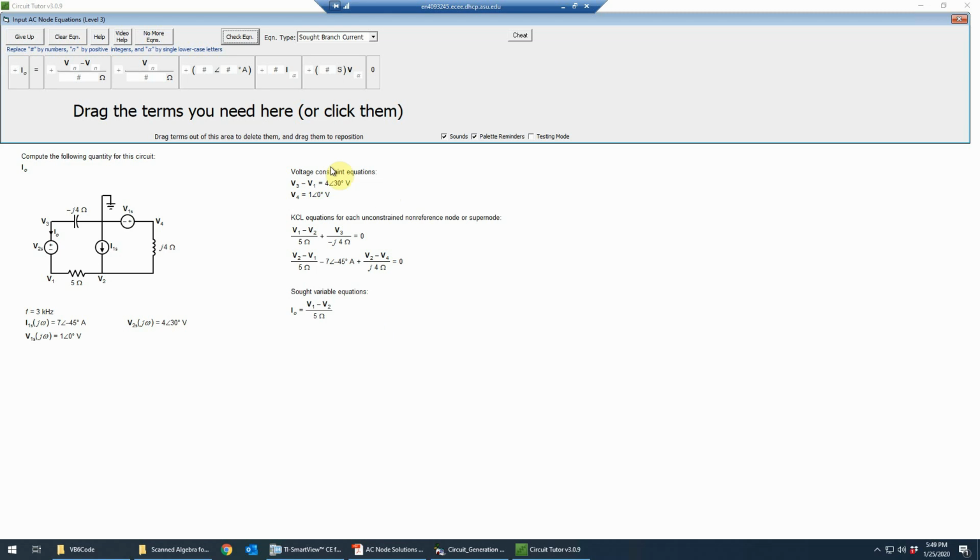Okay, so now we've written all the required equations to solve this circuit, and so we'll just click no more equations.